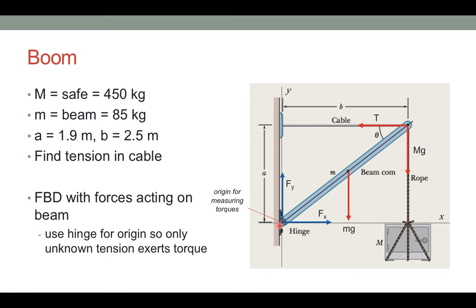Here, the hinge will exert two forces, an upward force and an outward force, or if you will, it's going to exert a force at some angle, and we're going to break it into two components, the X and the Y component. We have the rope pulling down. Again, everything's in static equilibrium, so here the tension on the rope will in fact equal the weight of the safe. And what we wish to find is the tension on the cable up here. And the beam also does have some weight, and its weight will act through its center.